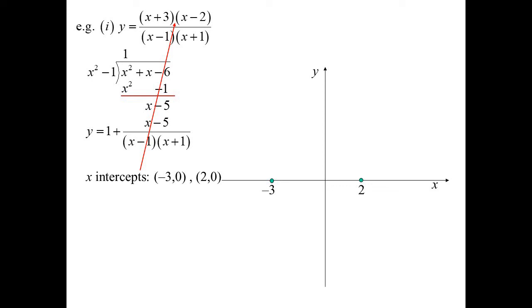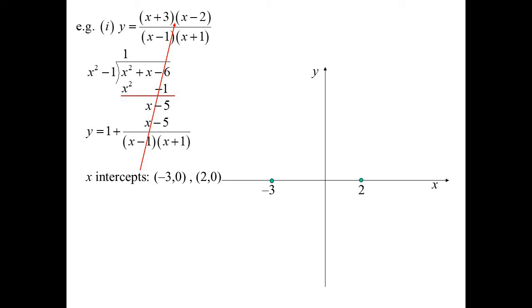We've done our polynomial division, which means we can rewrite this function as 1 plus (x minus 5) on (x minus 1)(x plus 1). So that's telling me a lot about this graph. For the x-intercepts, I'll go back to the original function, because that's when y is going to equal 0. It's easier to find the x-intercepts when you've just got one fraction. Because if you've got a fraction that equals 0, it must be the top of the fraction that equals 0. So that tells me I've got x-intercepts at -3 and +2.